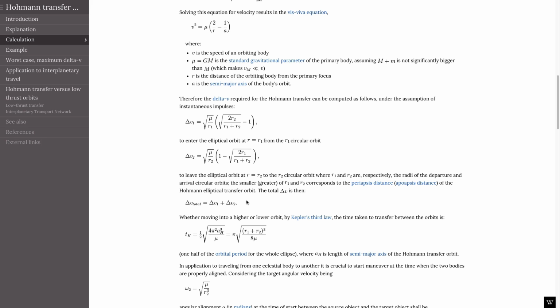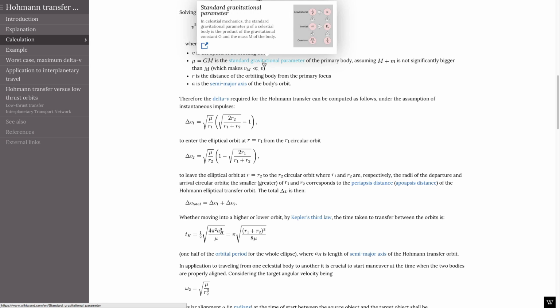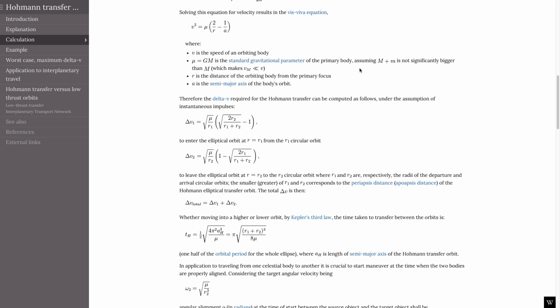So let's jump over. Well, first off, let's take a look at what these values are. So we've got a mu, we've got R2 and R1. And it looks like those are the three values that we actually have. So we can try and figure those out. So mu, it says, is the standard gravitational parameter of the primary body. And actually, it turns out that we get that from KOS. So that'll be okay. R is the distance.